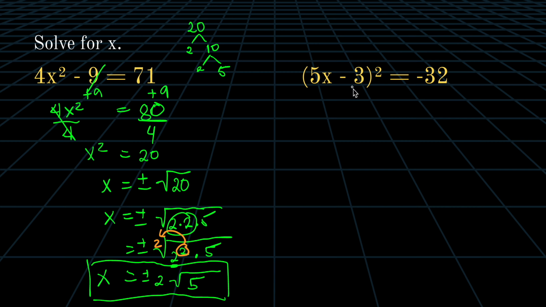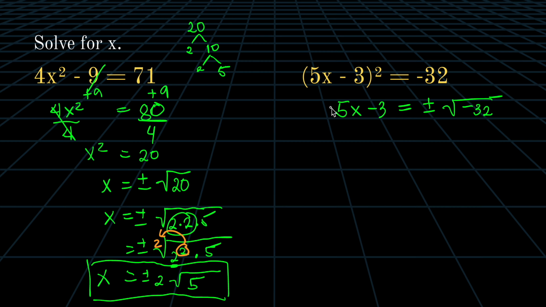And now we have here the final given. We have the quantity of 5x minus 3 squared equals negative 32. So we have here the a would be a negative number. So basically we cannot apply the square root principle, but let us try. So we can write 5x minus 3 is equal to plus or minus square root of negative 32.